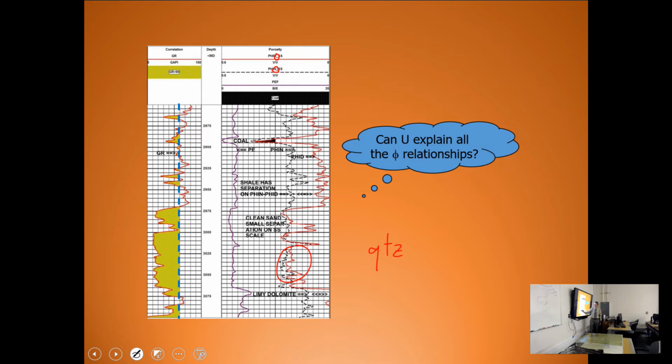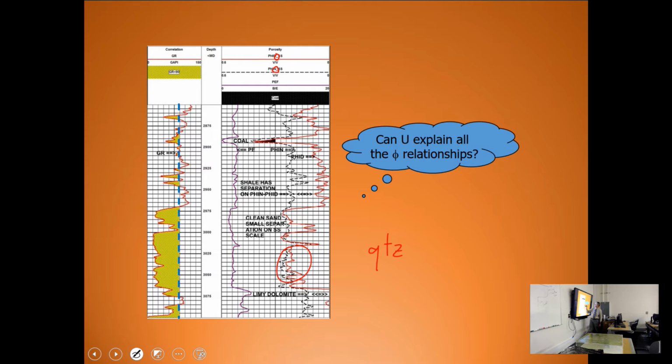Well, if you look over here, it's showing clean, right? So that's consistent with it being quartz, because quartz is just silicon dioxide, there's no potassium, thorium, or uranium. Okay, I'm starting to feel better about my $10 million investment, but not totally.